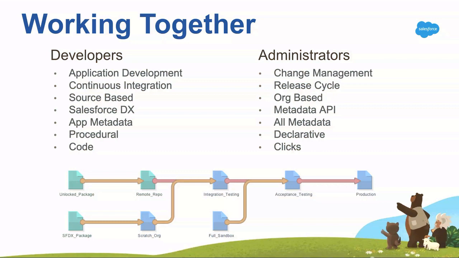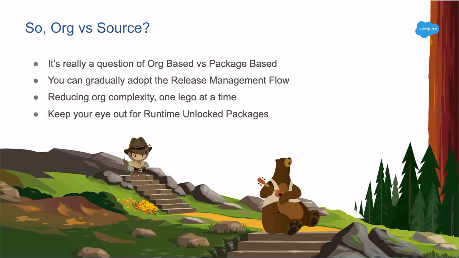So it's a lot of different ways to skin this cat, but on the left, we're looking at procedural things and code, and on the right, we're looking at declarative things and clicks. Administrators tend to deal with a lot more different metadata types, and developers are more about writing code on the left. So this session was billed as the throwdown, showdown between source-based and org-based development. And that's really not the question. The question is org-based deployment, org-based source of truth versus package-based deployment, source-based source of truth. And so you can gradually adopt this release flow.